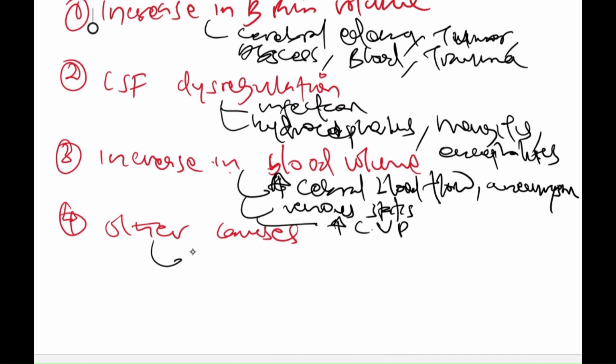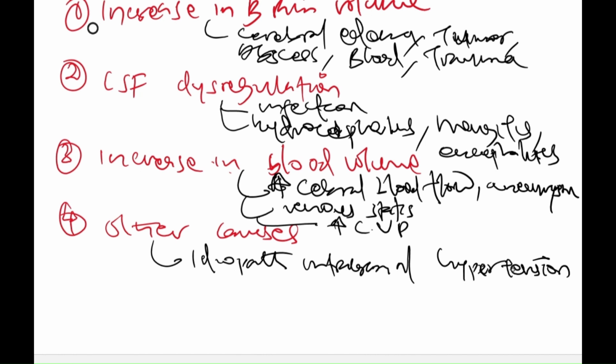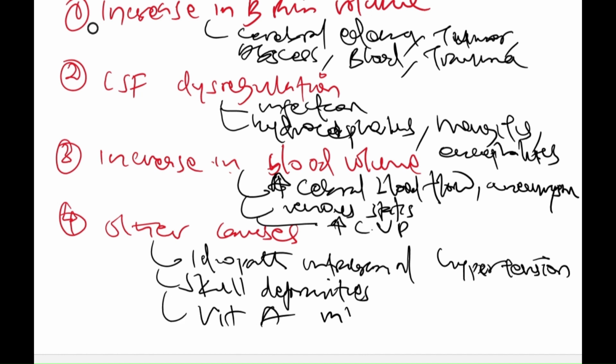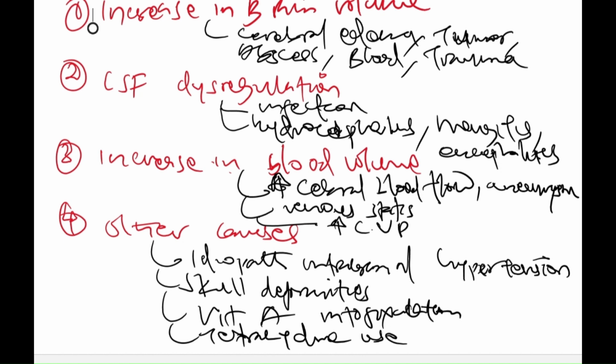Other things include idiopathic intracranial hypertension. This is usually a non intracranial hypertension. Another thing is skull deformities, like if you undergo craniosynostosis or congenital disorders. But the most interesting here, we have vitamin A intoxication. If you give a lot of vitamin A, and also tetracycline use. Overusage of tetracycline can lead to increased intracranial pressure.